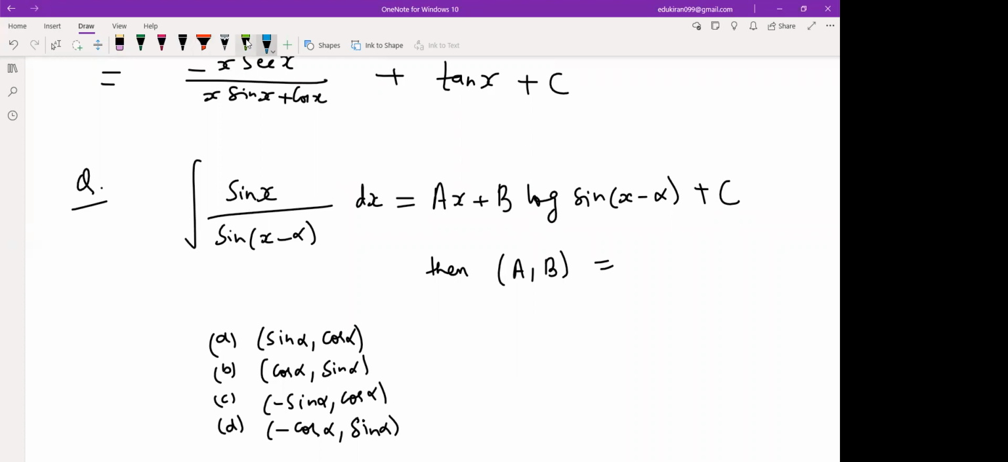Hint can be thought of this way: take a substitution for x minus a. Yeah, what are you substituting, Marita? So substitution for x minus alpha, x minus alpha. Yeah, you have to do that only.